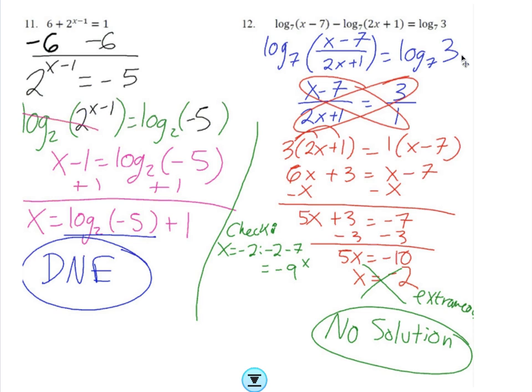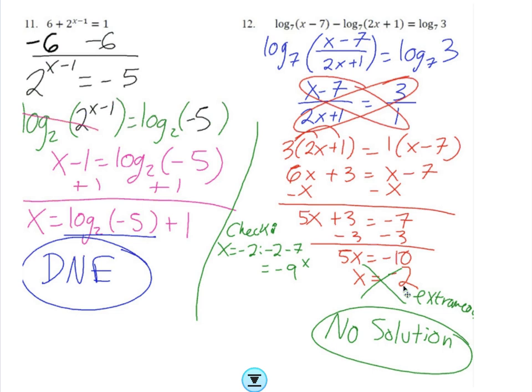I'm going to turn 3 into 3 over 1 so that I can make it easier to cross multiply. So I get 3 times 2x plus 1 equals 1 times x minus 7. Okay, we're going to distribute. So we get 6x plus 3 equals x plus 7. Subtract x from each side. 5x plus 3 is negative 7. Subtract 3 from each side. 5x is negative 10. And then we're going to divide by 5 on each side and get x is negative 2.